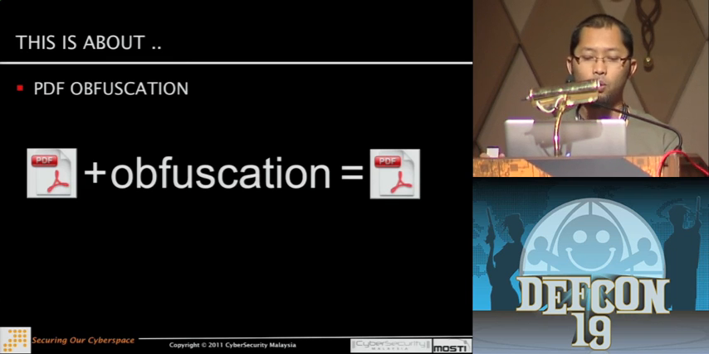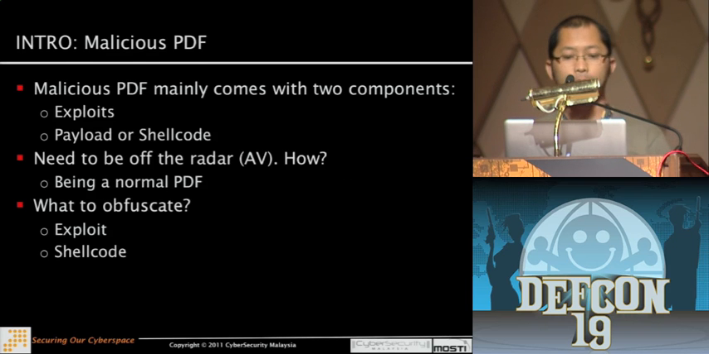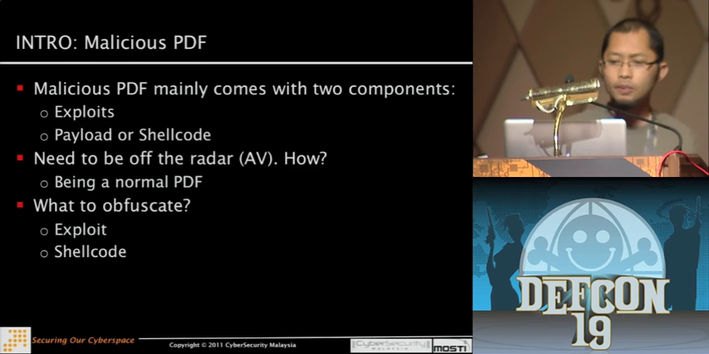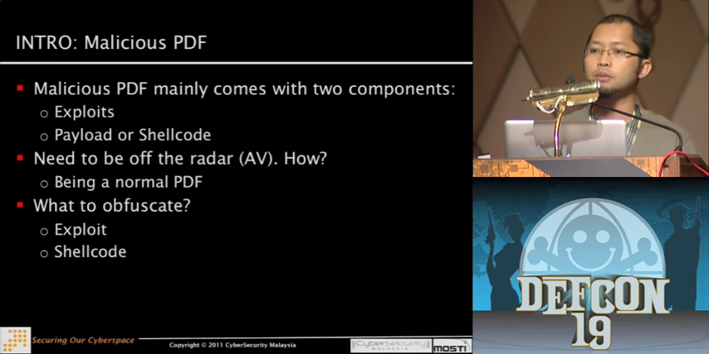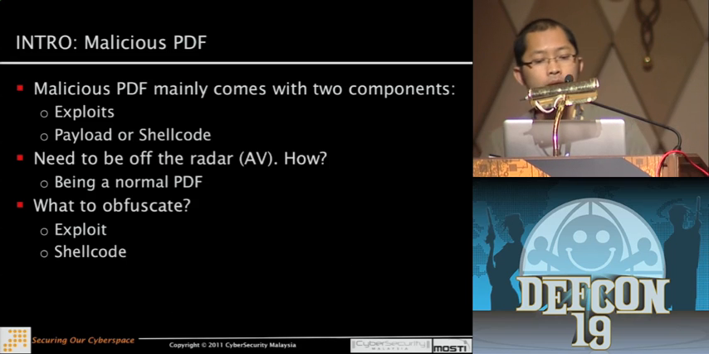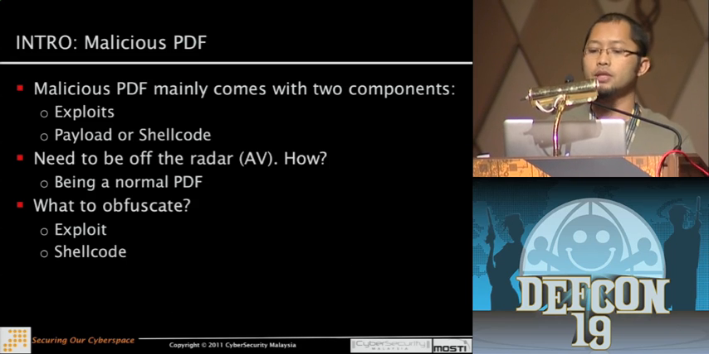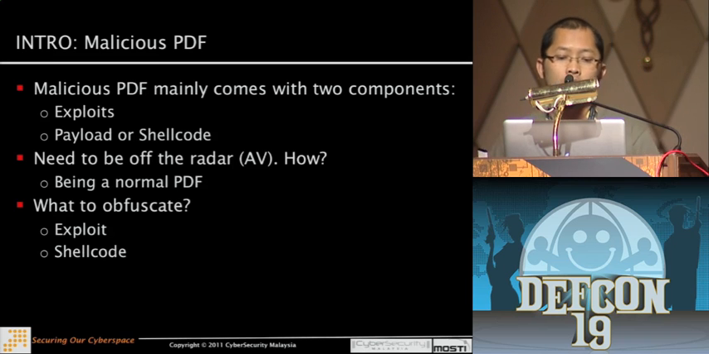Obviously, there are many reasons why you want to obfuscate it. Malicious PDF mainly comes with two components: the first is the exploit, and the second is the payload itself, or shellcode rather. The main reason, like I mentioned, is the need to stay off the radar. How? Obviously, you need to look like a normal PDF. You cannot look malformed, because if you do, you raise a red flag for any security product for detection.